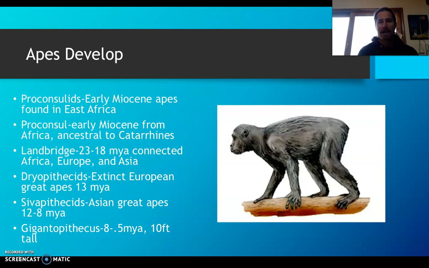Sivapithecus is Asian great apes 12 to 8 million years ago. So this would have been fossil evidence maybe leading to your orangutans and some of these other ones. Gigantopithecus is a fascinating one if you want to do further research. We're looking at 8 million years ago to 500,000 years ago. And they were 10 feet tall. They're gigantic, again, with their name, Gigantopithecus, and very large apes.